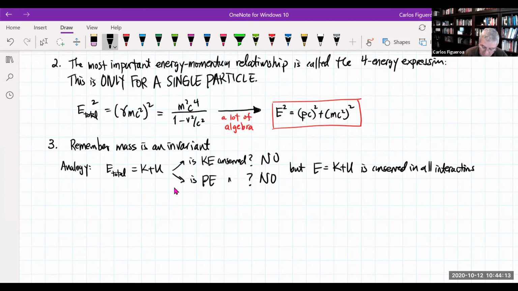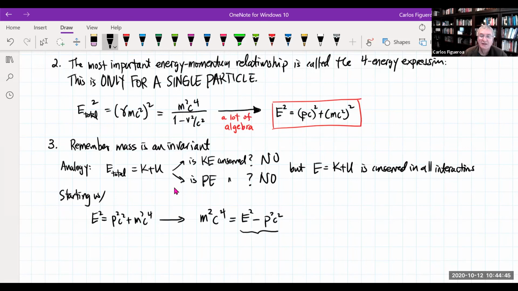Now let's go this way. So now if I take the four energy, starting with E squared equals P squared C squared plus M squared C to the fourth, I can rewrite this. And if I look at this thing here, what you find is that I can rewrite it like this.